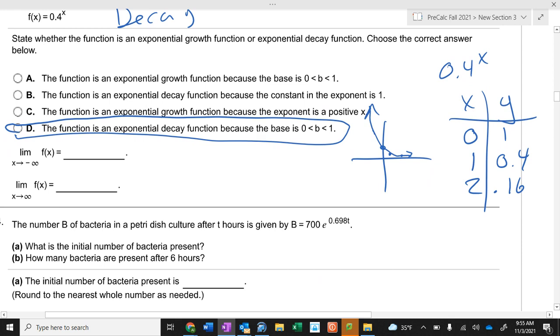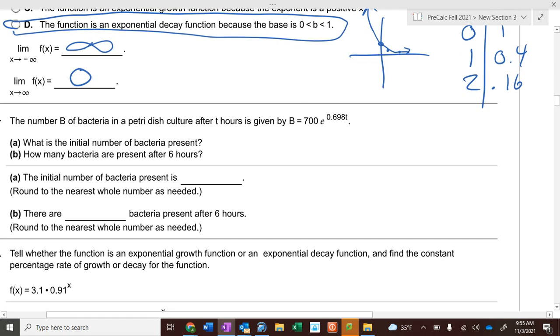Then, as we go towards negative infinity, where's it going? As we go this way, where's this going? Up to infinity. As we go towards infinity, where is this getting really, really close to? 0. Okay? So those are your limits. In AP Calculus, we start out the year with limits and do lots of limits. All right.